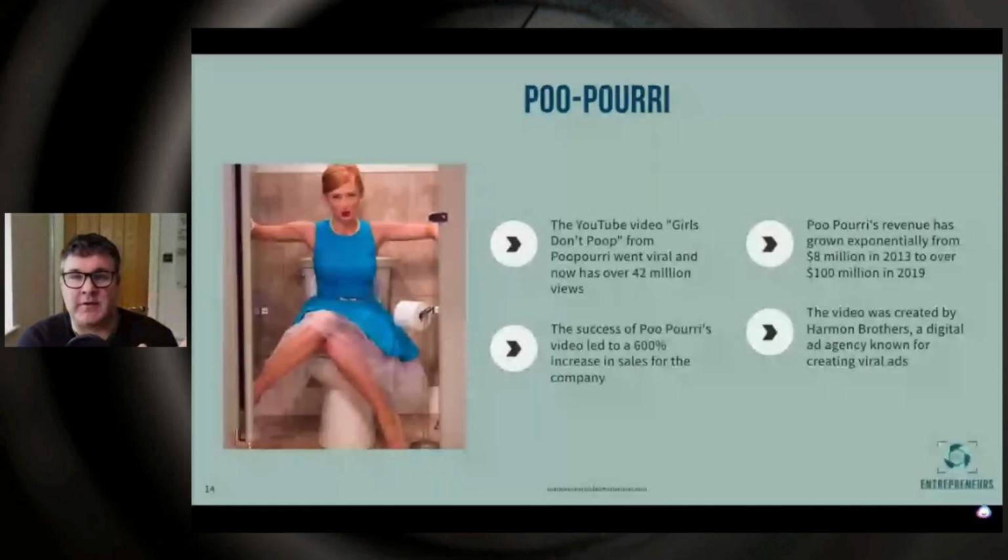Now, what I don't have is access to how much it cost them to do. I would imagine it would probably be in the tens of thousands, because they had an agency involved with it, a very good agency known as the Harmon Brothers. So you're talking about a decent amount of money spent on the creative for that.